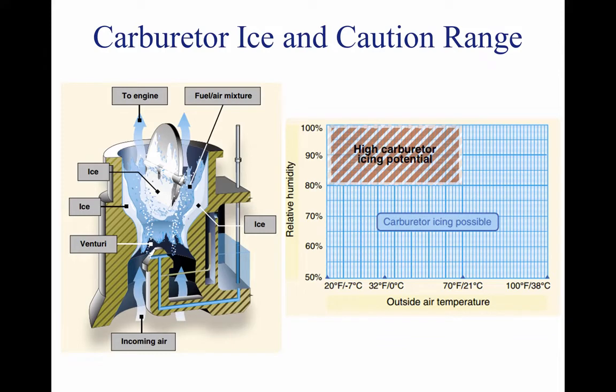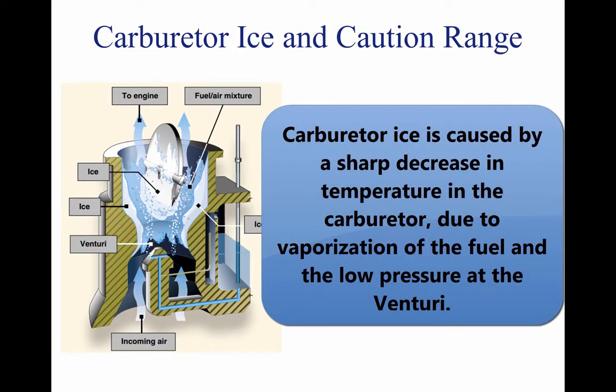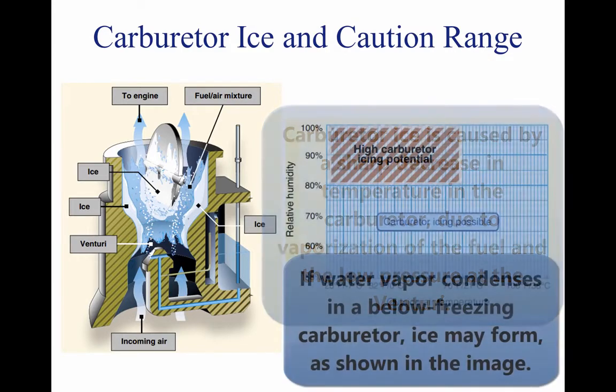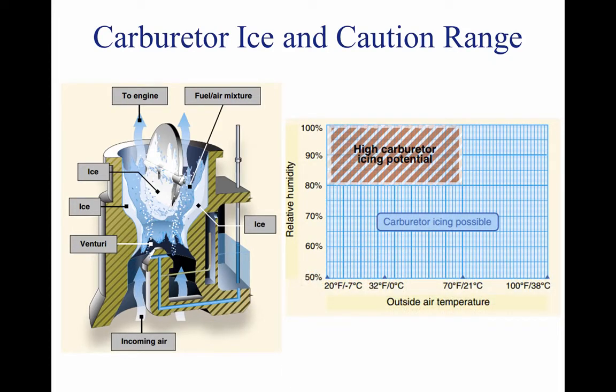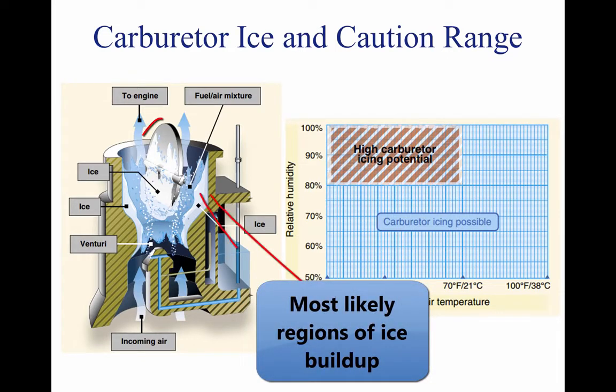As mentioned earlier, one disadvantage of the float-type carburetor is its icing tendency. Carburetor ice occurs due to the effect of fuel vaporization and the decrease in air pressure in the venturi, which causes a sharp temperature drop in the carburetor. If water vapor in the air condenses when the carburetor temperature is at or below freezing, ice may form on internal surfaces of the carburetor, including the throttle valve. The reduced air pressure, as well as the vaporization of fuel, contributes to the temperature decrease in the carburetor. Ice generally forms in the vicinity of the throttle valve and in the venturi throat.